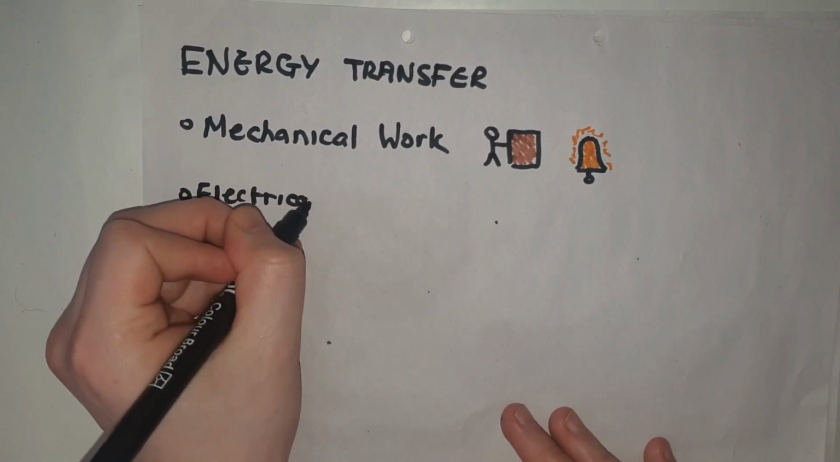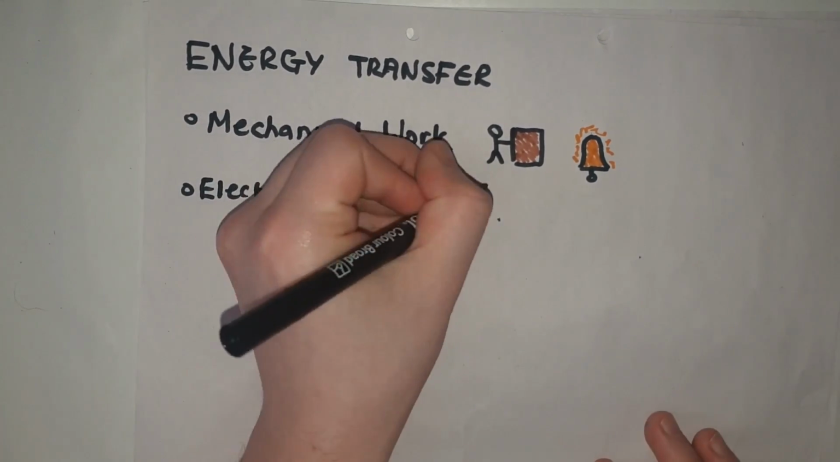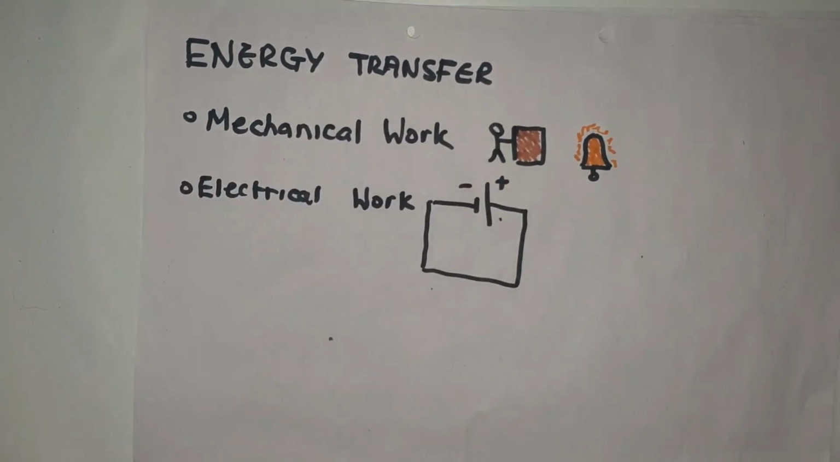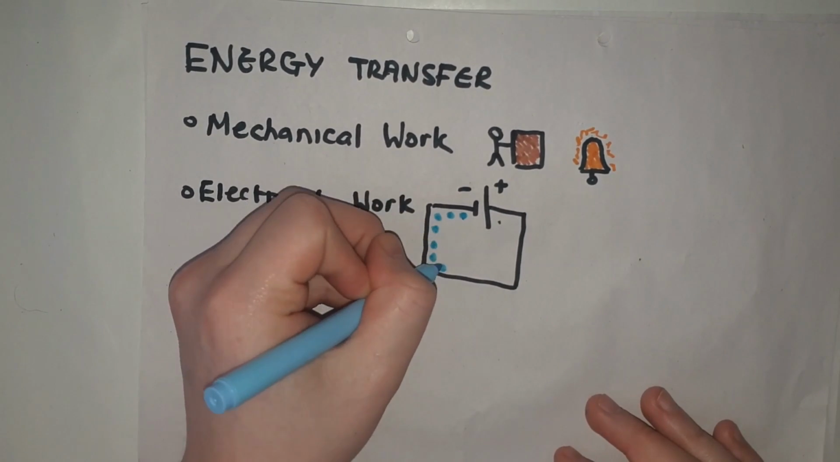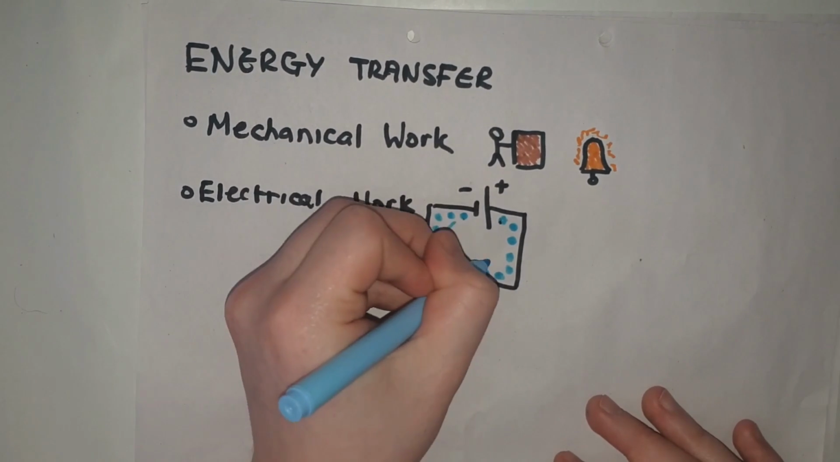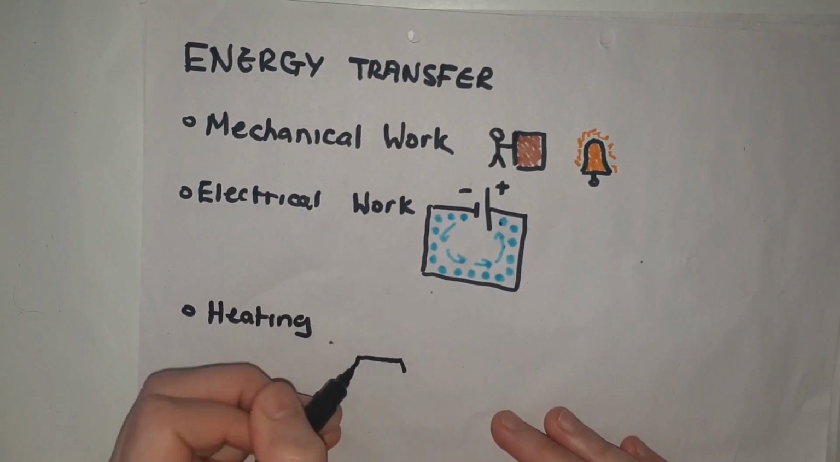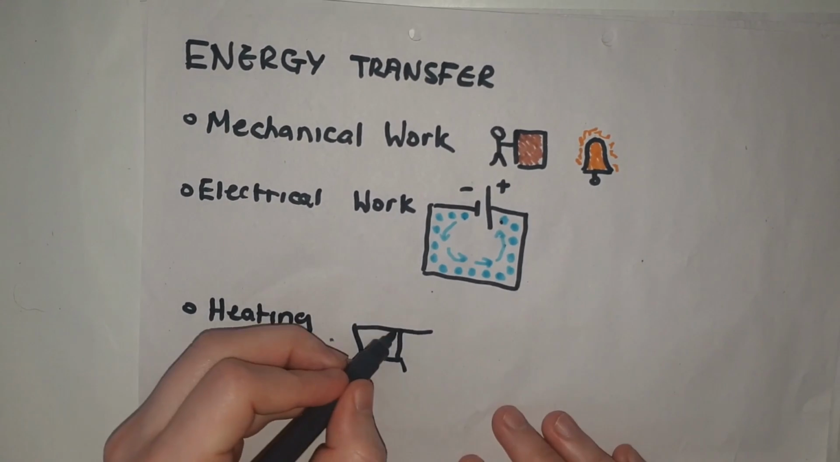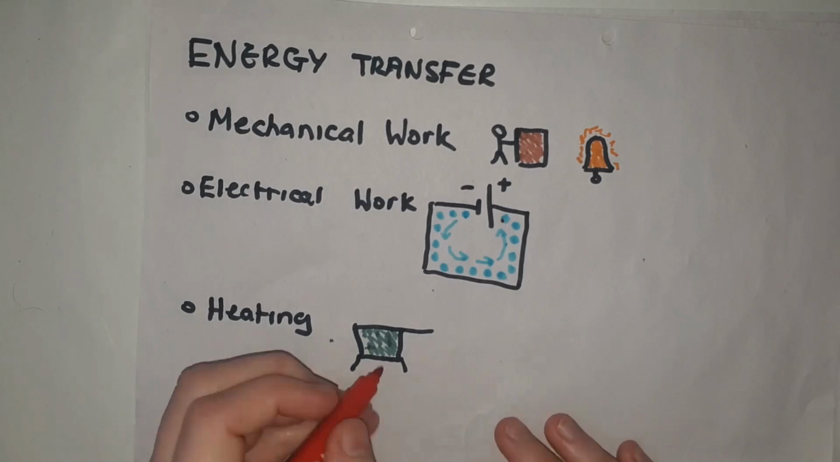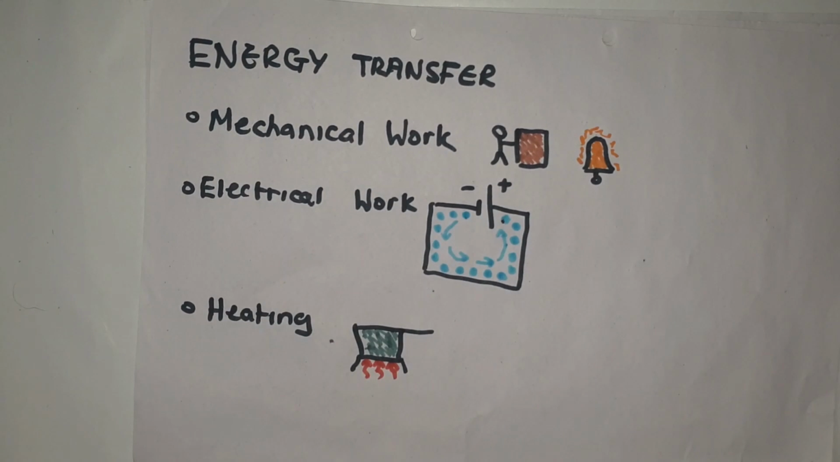Energy can also be transferred by electrical work. This is when charged particles move due to a potential difference. And this is exactly how energy is transferred in electrical circuits. Heating is another example of energy transfer, and this happens when there is a temperature difference, so when energy moves from a hotter object to a colder object, and this tends to happen through conduction or convection.